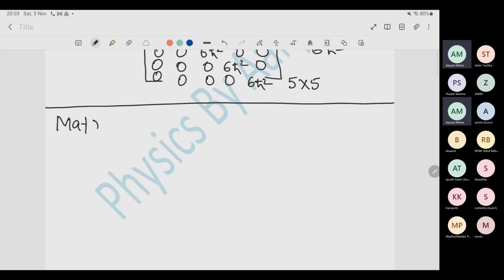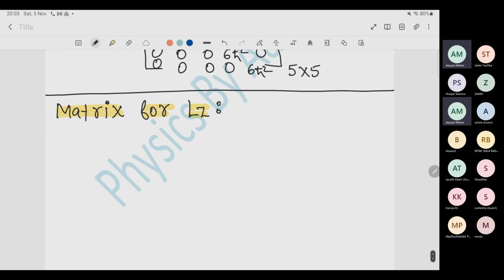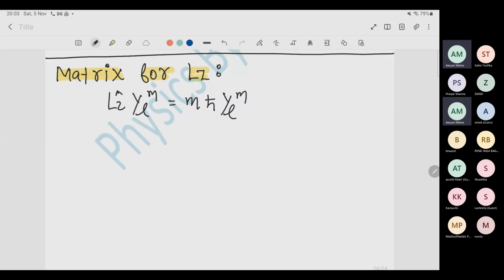Matrix for Lz. One thing you should remember here is that nothing is changing, only the L square operator is replaced by the Lz operator, and how the Lz operator operates is a different thing. Lz on Y_lm gives mℏ Y_lm. So the non-diagonal elements will be 0 here also, because the previous element when operated on the initial element gives 0.